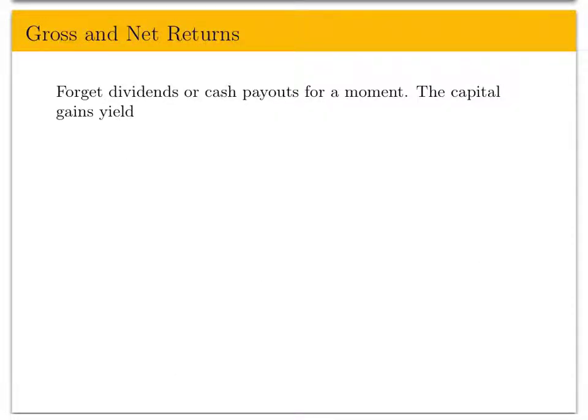Now let's forget dividends and cash payouts for a moment. Then the capital gains yield we can actually write by decomposing the first portion as P1 over P naught and subtract off the second part of that fraction, which is just P naught over P naught, which is 1. Now this first portion, the capital gains yield, we refer to as a net return, whereas on the right hand side of the equation, what we have in the first term is the gross return minus 1.